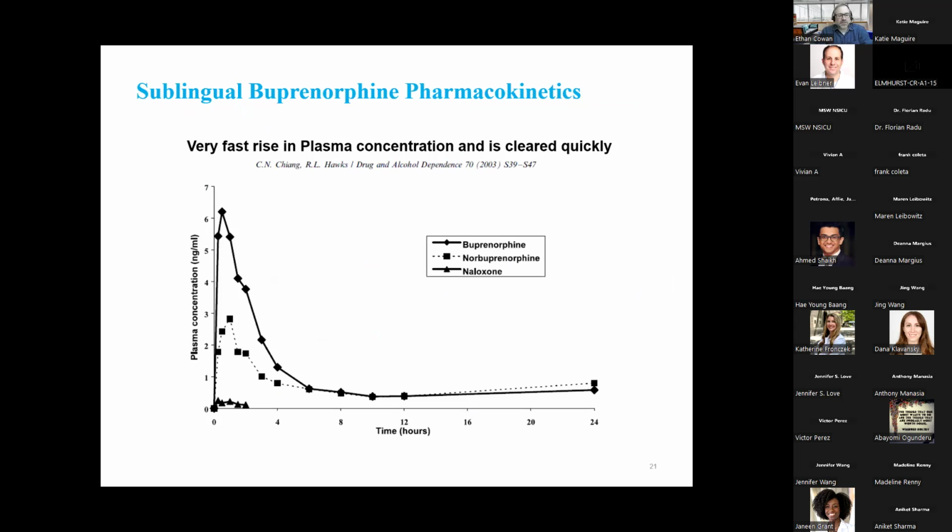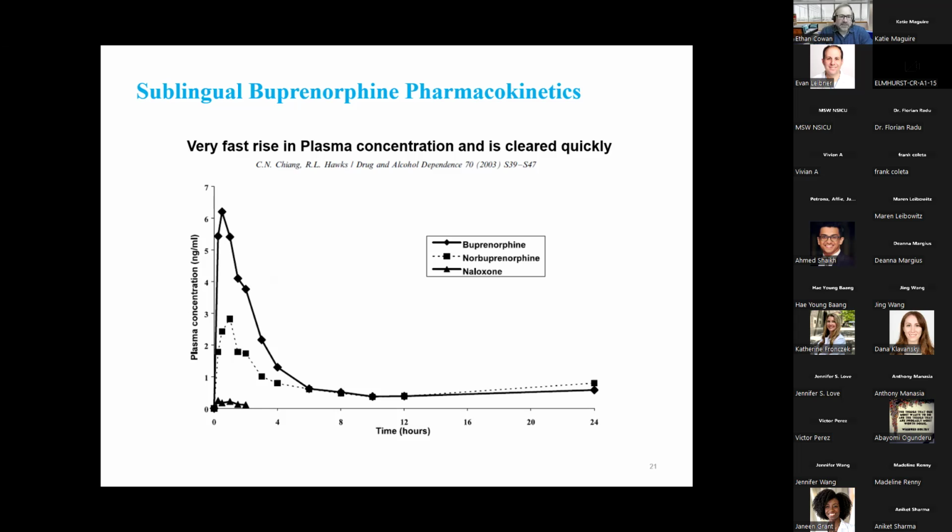This is a diagram showing the pharmacokinetic curves of patients who've been given sublingual buprenorphine, something like Suboxone particularly. What you see here is a pretty precipitous rise in buprenorphine plasma concentrations. Peak plasma concentrations are reached after about 20 to 30 minutes, after which you see a pretty sharp decline and then this long tail.